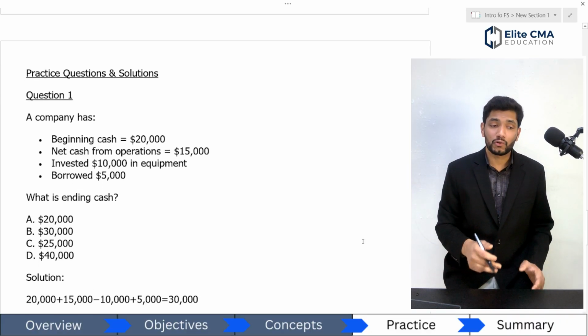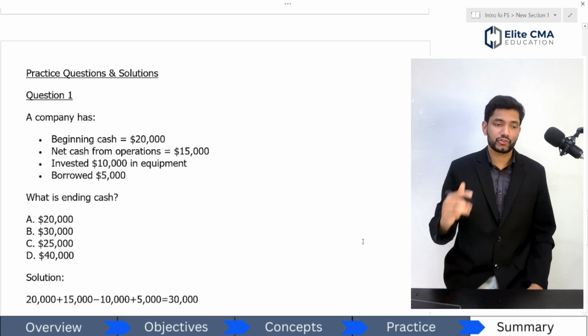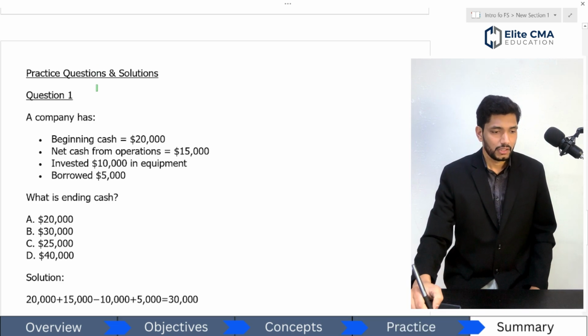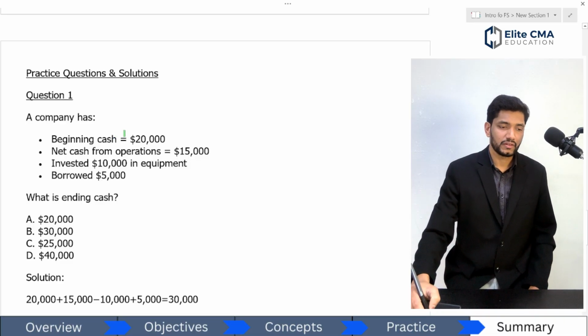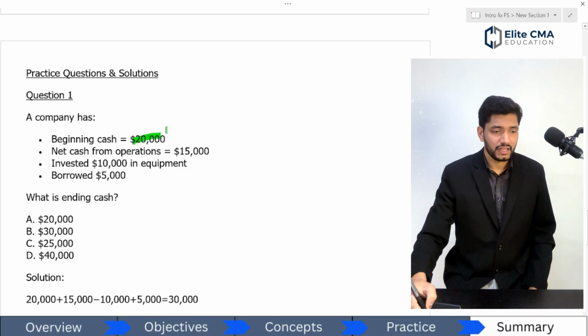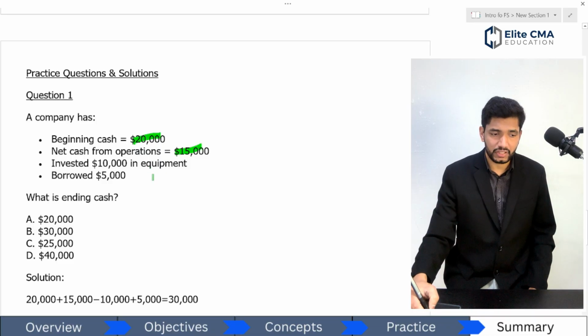Now we are moving to practical multiple choice questions. Just look at this case. The beginning cash is 20,000. Net cash from operations is 15,000. Invested 10,000 in equipment. Borrowed 5,000. What is the ending cash balance?